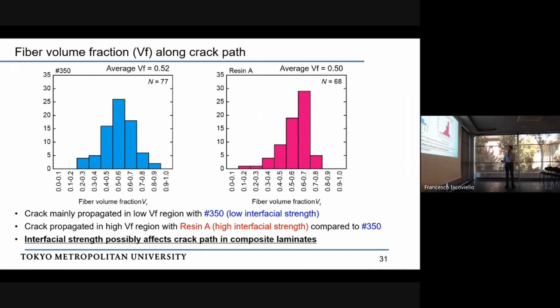So compared to matrix resin with high interfacial strength, for this resin, crack propagated in high volume fraction region. So interfacial strength significantly affects the crack path in composite laminates.